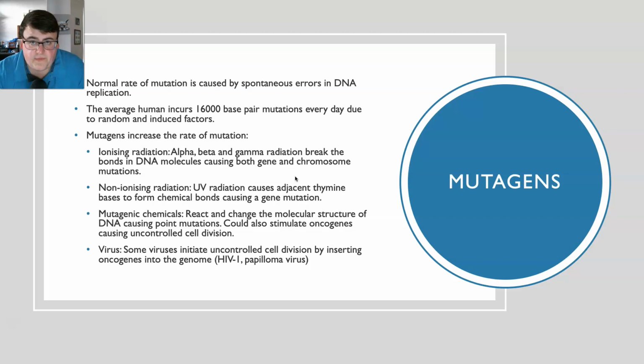The last type of mutagen that can increase the rate of mutation is viruses. Some viruses initiate uncontrolled cell division, and they do that by inserting oncogenes into the genome. Two viruses that we know are doing that are HIV-1 and the papillomavirus.